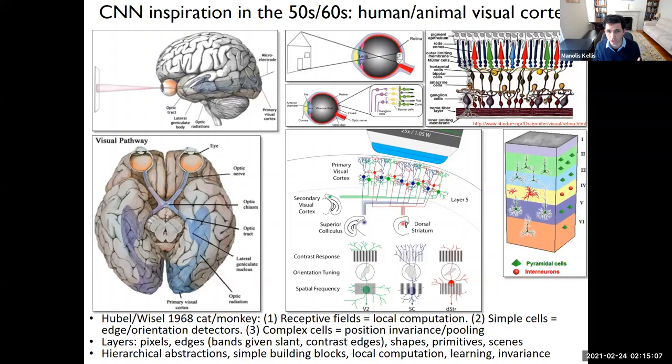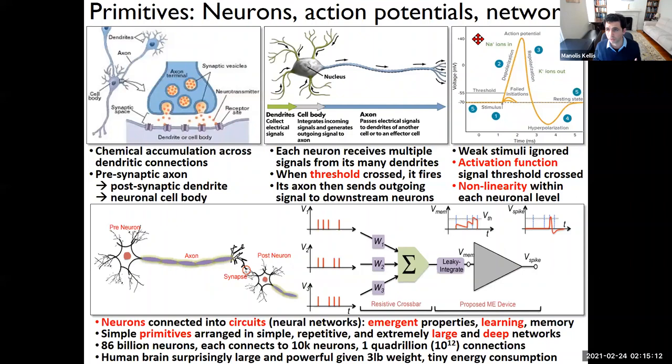Continuing on these primitives of the human and animal visual systems and cognitive systems, you have a lot of the same principles that are found in neural networks. So let's review. Of course, at the basis lies a chemical signal that accumulates across dendritic connections. So the presynaptic axon will basically send chemicals to the postsynaptic dendrite, and these will migrate into the neuronal cell body and then cause the detection of a signal from the previous neuron, okay?